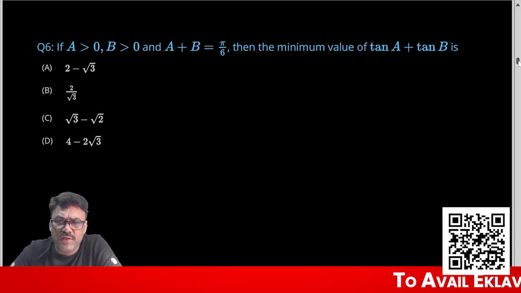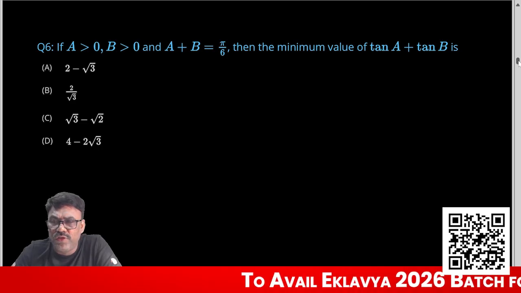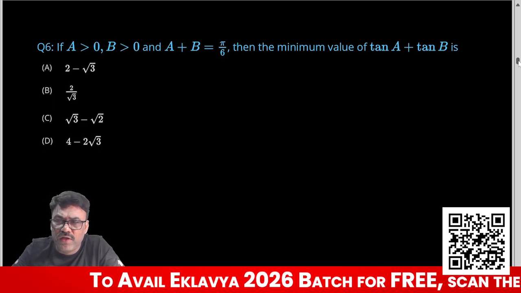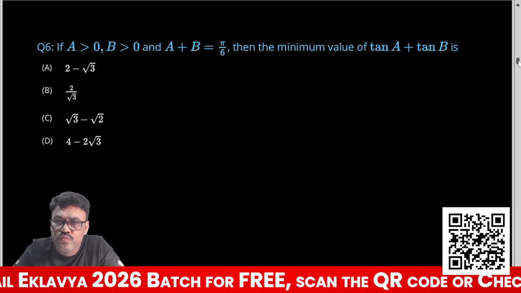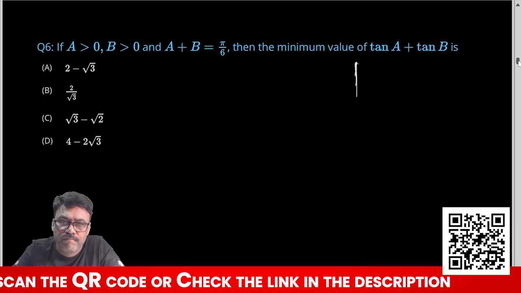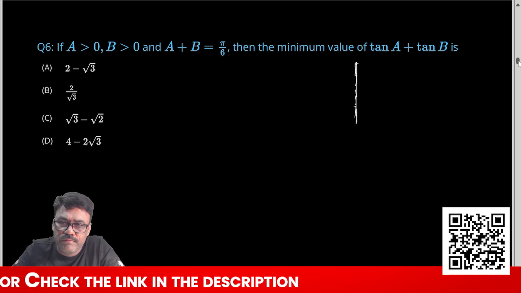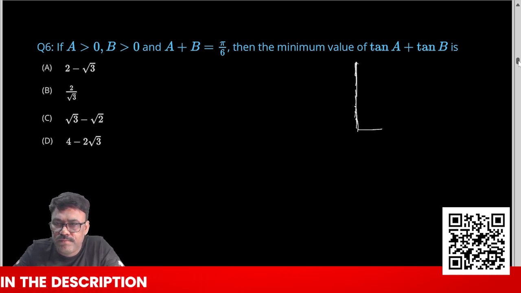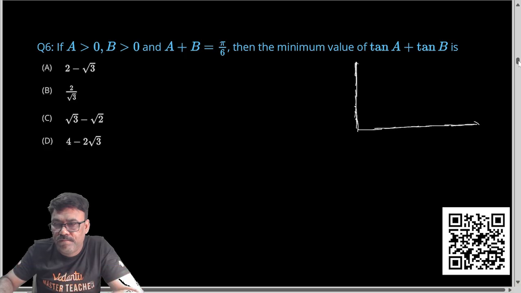In fact, there is another way of doing it, by Jensen's inequality. If I draw the graph of tan x in 0 to pi by 2, listen to me very carefully. The graph of tan x in 0 to pi by 2 will be something like this. This graph is y is equal to tan x.